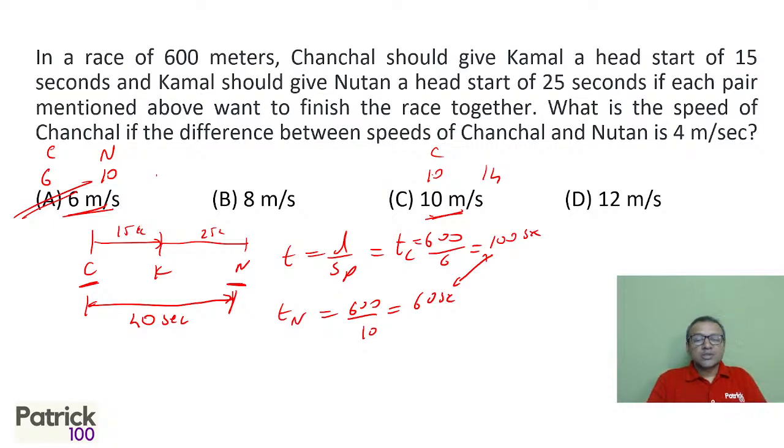Just use the options. Time taken by Chanchal is 600 upon 6, 100 seconds, and time taken by Newton is 600 upon 10, 60 seconds. Difference is 40 seconds, which is what we want from the sum. Therefore, the answer is A option.